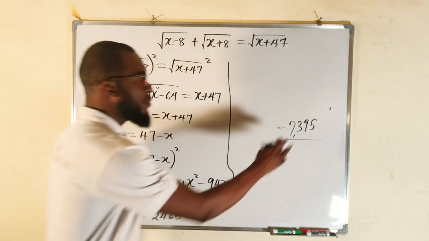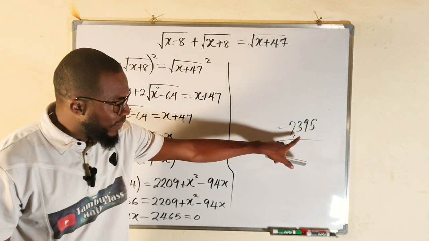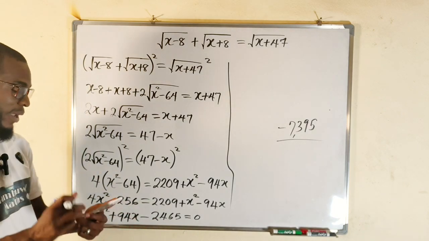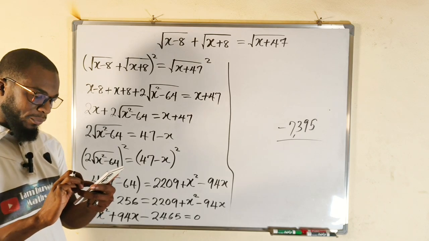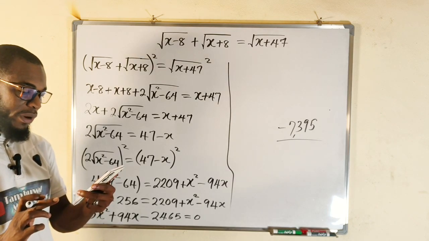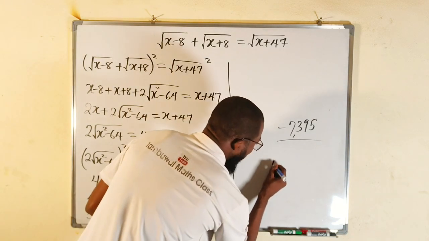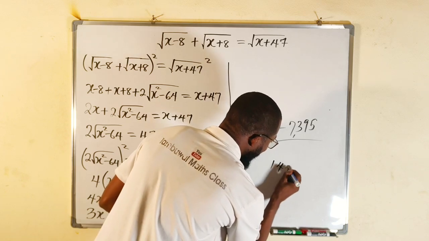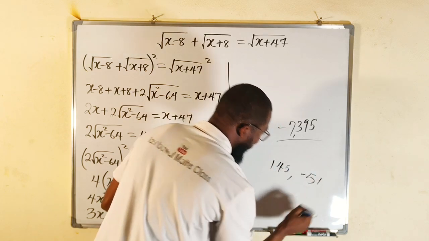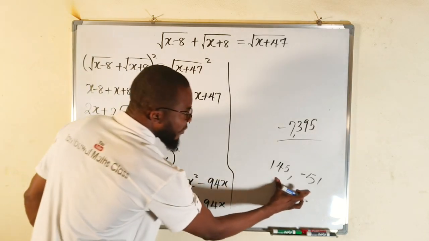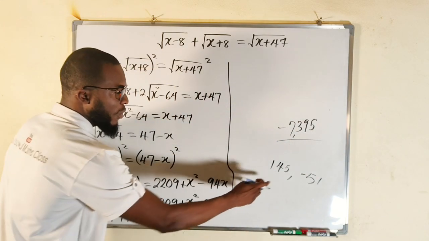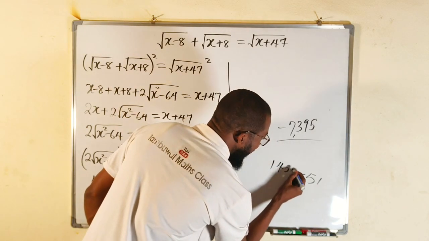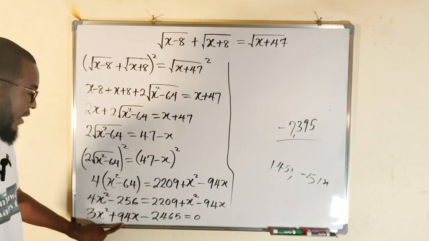7,395. So we have to think of two numbers which, when we multiply them together, we have this, but when we add them together, we get this positive number 94. Let me use my calculator to find out the numbers. So the numbers are 145 and negative 51. Once you multiply these two numbers together, you get this, and when you add them together, you get 94. So you attach x here, you attach x here, you replace 94 with this.